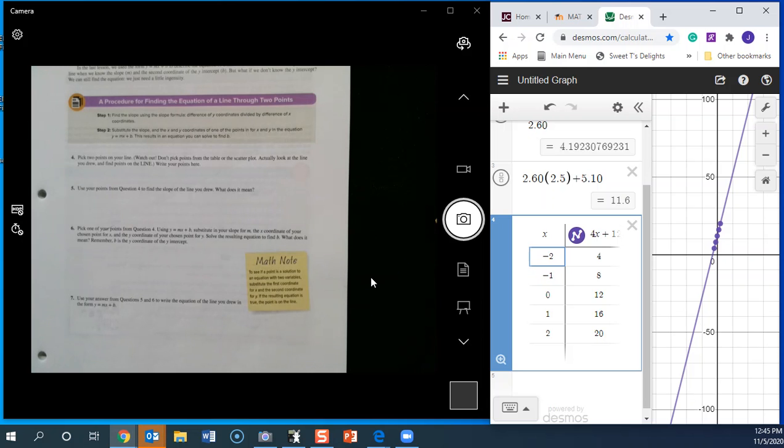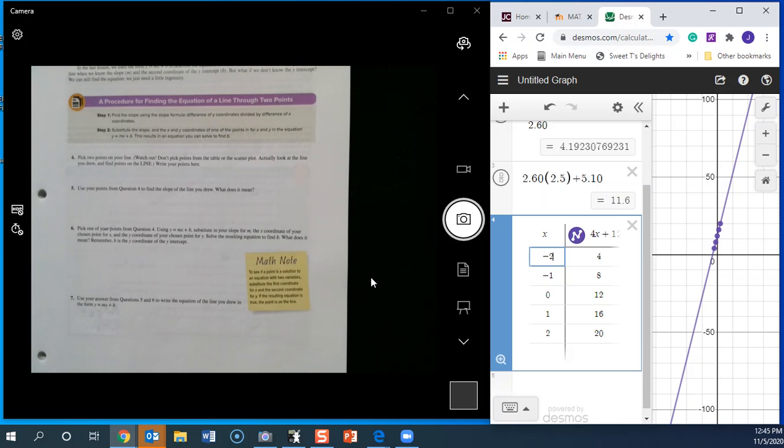Now we look here at this tan box. It says a procedure for finding the equation of a line through 2 points. It says find the slope using the slope formula, difference of y coordinates divided by difference of x coordinates. Step 2, substitute the slope and the x and y coordinates of one of the points for x and y in the equation y equals mx plus b. This results in the equation you could solve to find b.